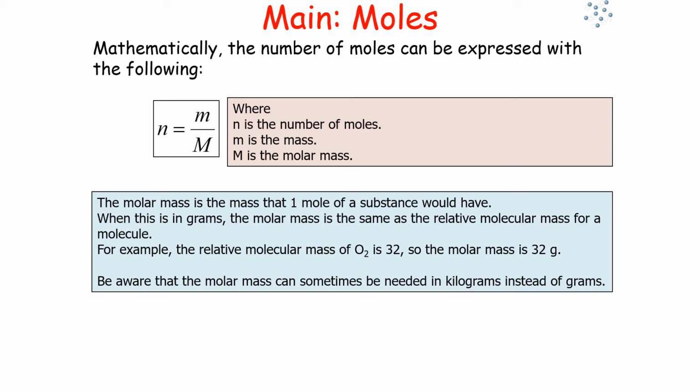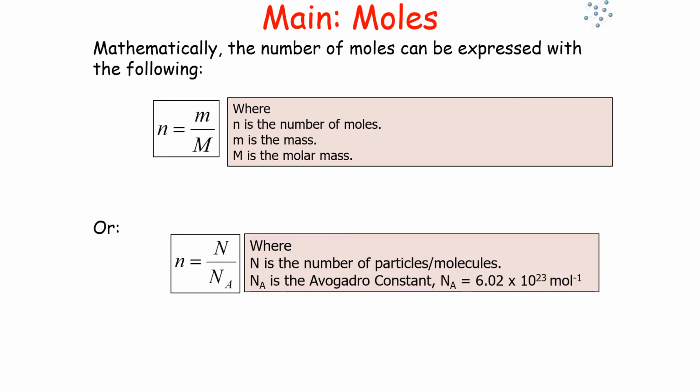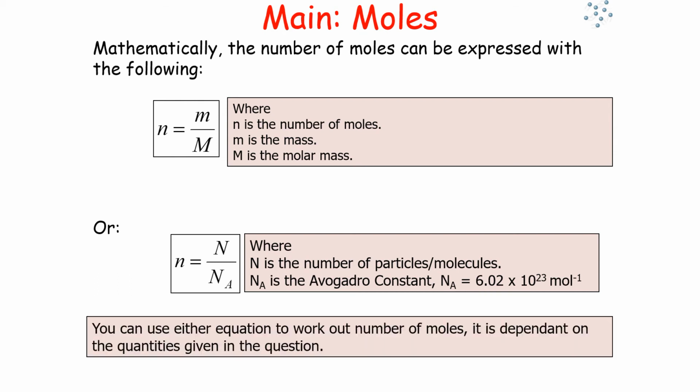Now, you can also write this equation in another form. We can say that the number of moles is equal to N over Na, where N is the number of particles or molecules in a substance and Na is Avogadro's constant, 6.023 times 10 to the 23. You can use either of these two equations to work out the number of moles in a substance. It's dependent on the quantities you are given in a question.